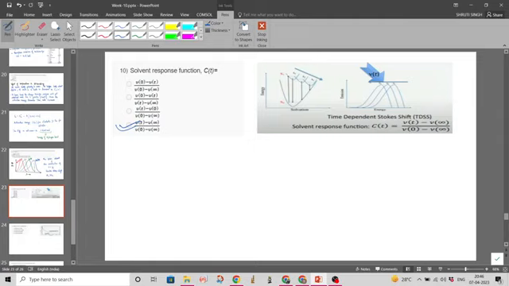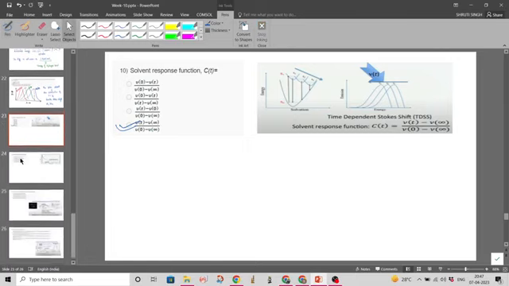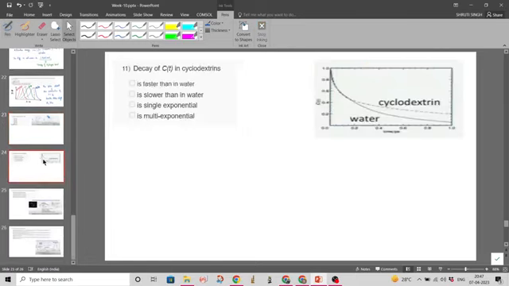And this has been got from time dependent Stokes shift, TDSS. This correlation is nu t minus nu infinity divided by nu 0 minus nu infinity. We have three more questions left.